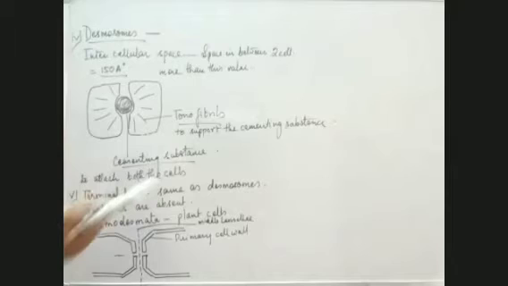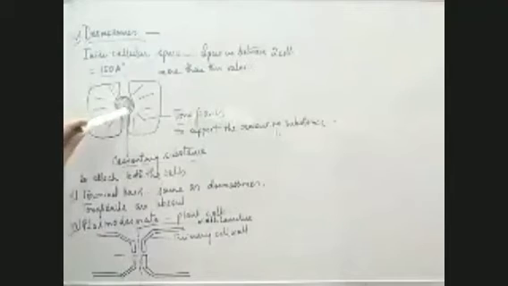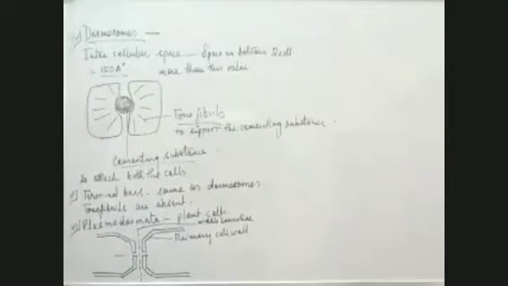Now what happens, the cells are connected to each other. In addition, there are some fibrils, these fiber-like structures. Why these tonofibrils? Tonofibrils are present here to support this cementing substance. So these are desmosomes.